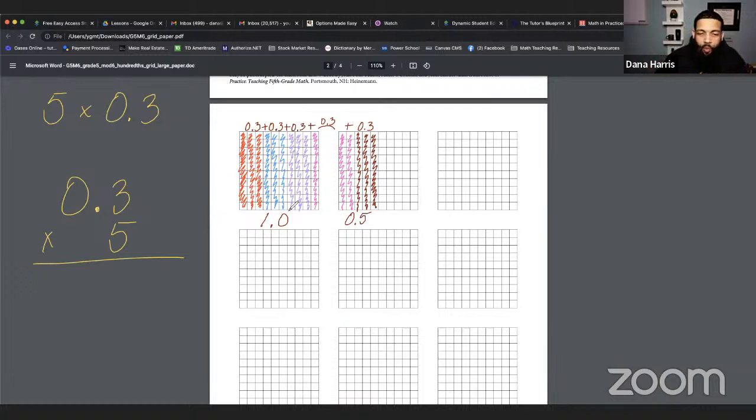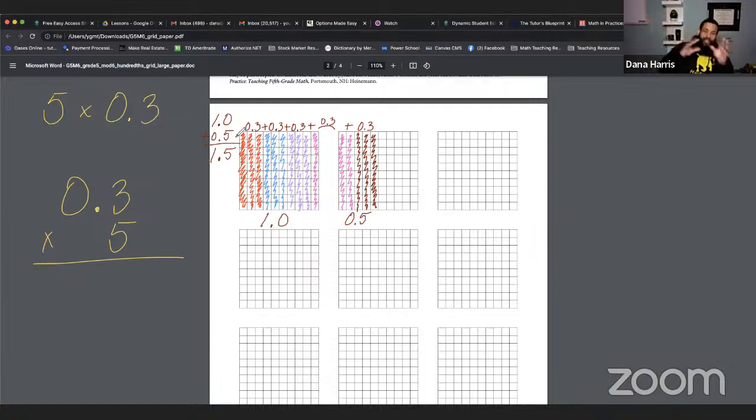So if I take 1 and 0/10 and add 5/10 to that, so 1 and 0/10 plus 0 and 5/10, then 0 plus 5 is 5. 1 plus 0 is 1. I line up my decimals like the buttons on a shirt. So 5 times 3/10 is 1 and 5/10.